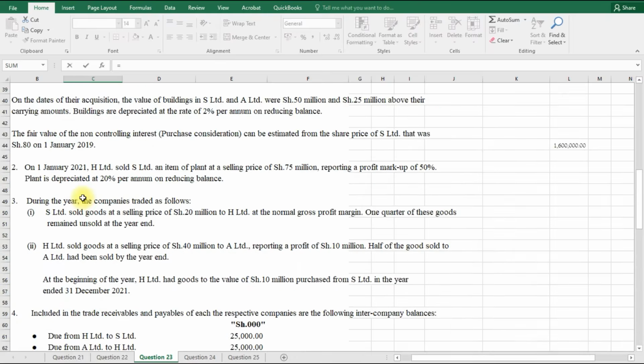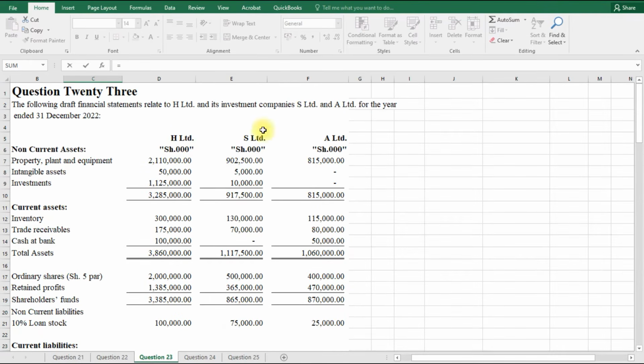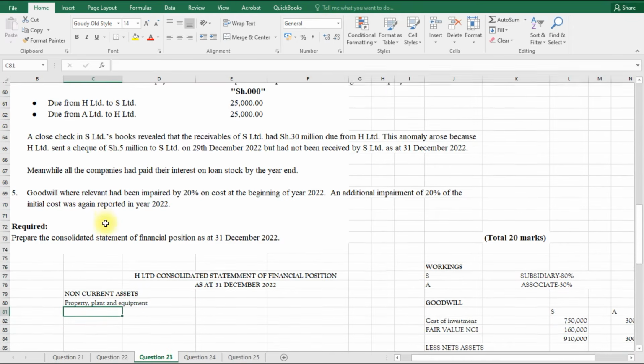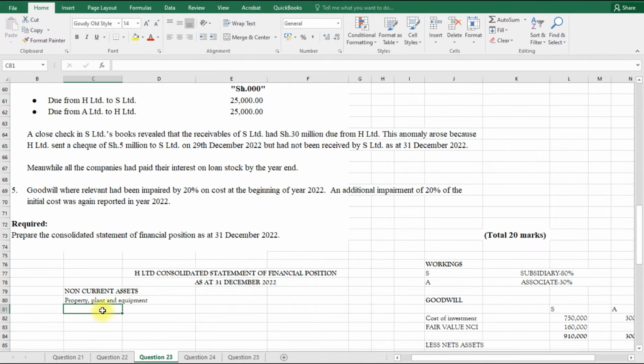Our non-current assets, we shall have. We are consolidating H and S because A is an associate. We shall calculate the value of an associate, investment in associate. So we had our PPE there, and I think I'll do it in this space here, in thousands of shillings.